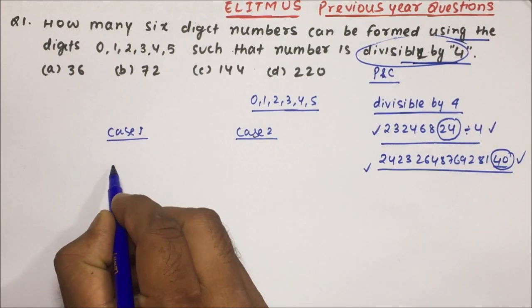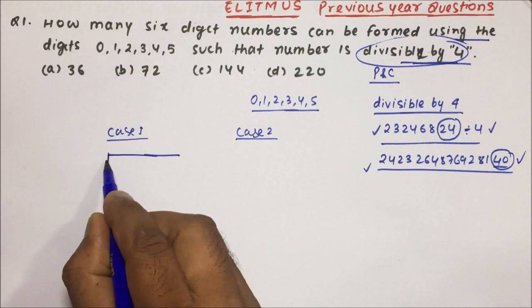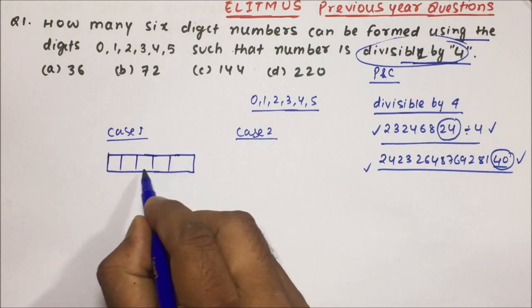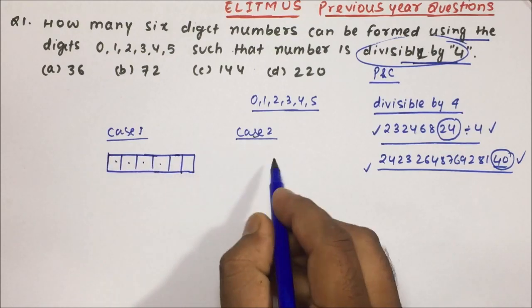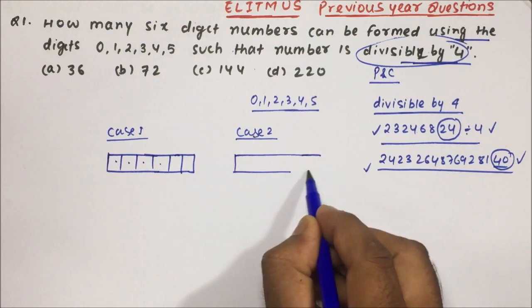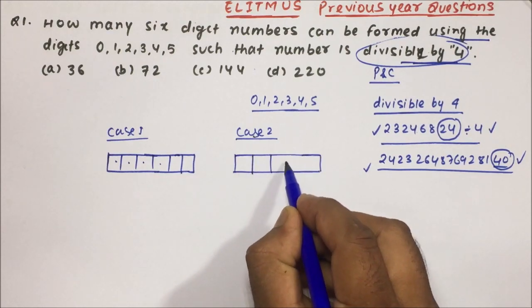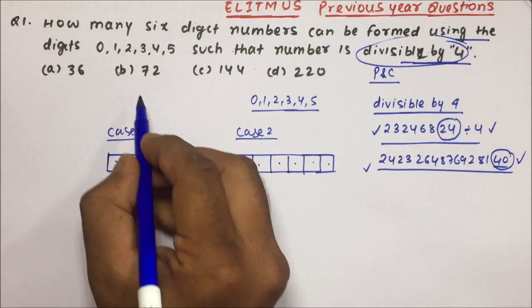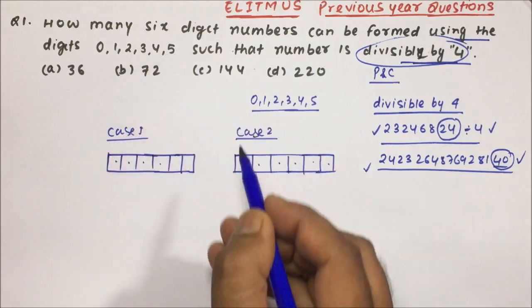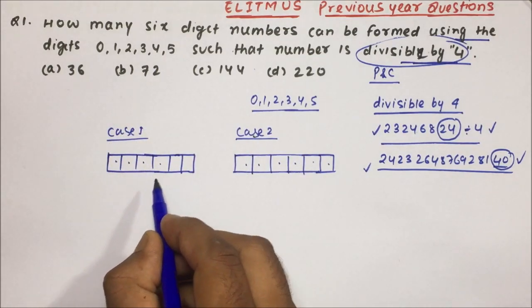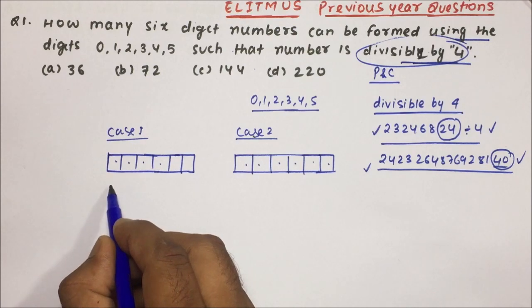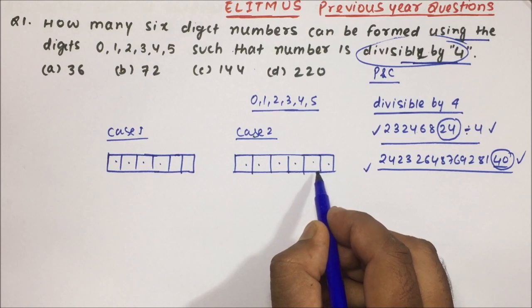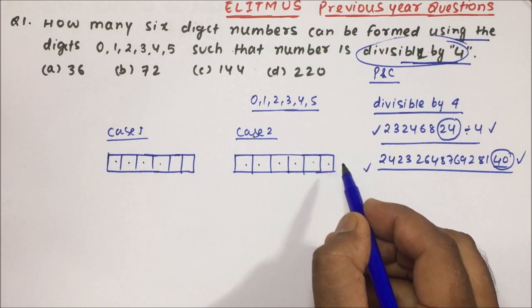Okay friends. In case 1, we have to make a 6-digit number, with places 1, 2, 3, 4, 5 and 6. In case 2 also we need a 6-digit number, places 1, 2, 3, 4, 5 and 6. Why have we taken 2 cases? Because in one case I will consider 0 with another digit, and in the other case I will consider digits other than 0. Now what is the reason for that?